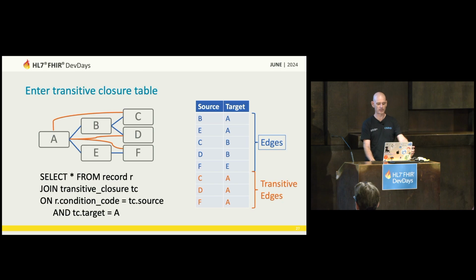And then I can do something like this if it was in the SQL world or any sort of tabular type of analysis, where I can say, find me all of the things that are a subtype of A using this transitive closure table. I can join that to my record table and find out all of the records which have a code that is, in this fictitious example, a condition code that's some type of A.